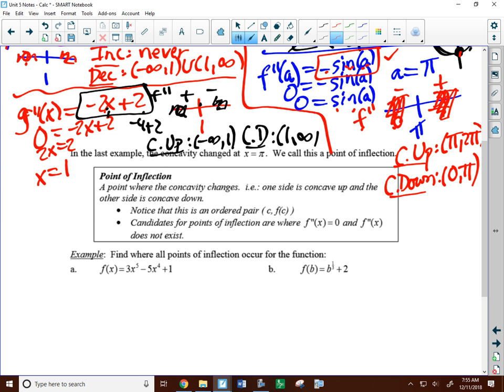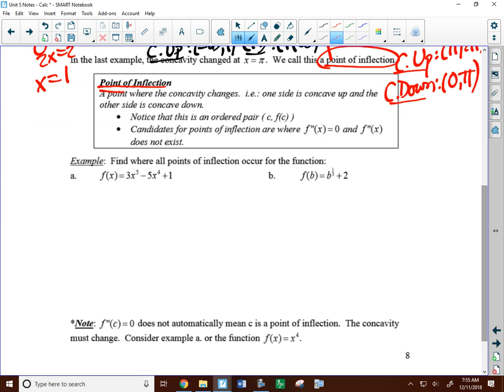No? Now, I want to tell you, I kind of mentioned this point a little bit already. In the last example, the concavity, this one over here, changed at pi. It was concave down, 0 to pi. It was concave up, pi to 2 pi. And we call this a point of inflection. So similar to critical points for first derivative, we call this, for the second derivative, a point of inflection. Now, it's only where concavity changes.